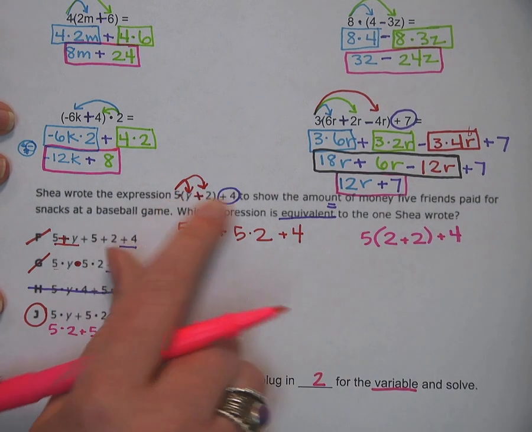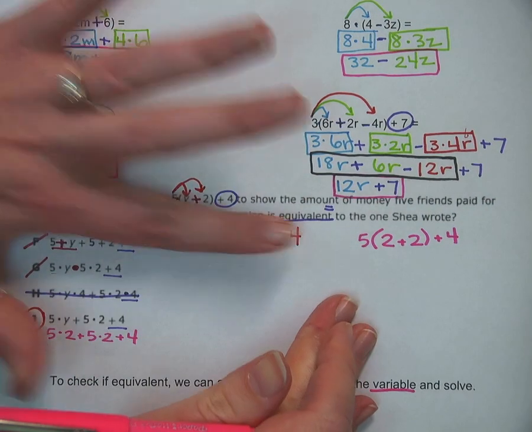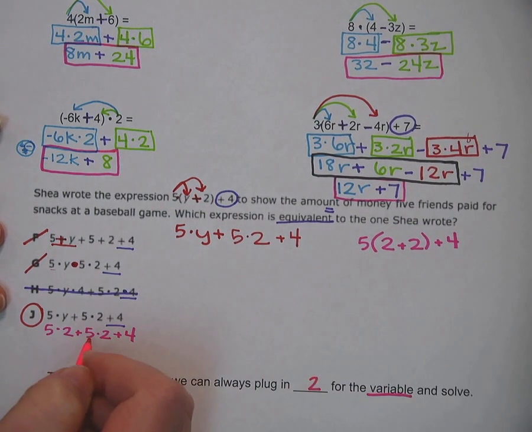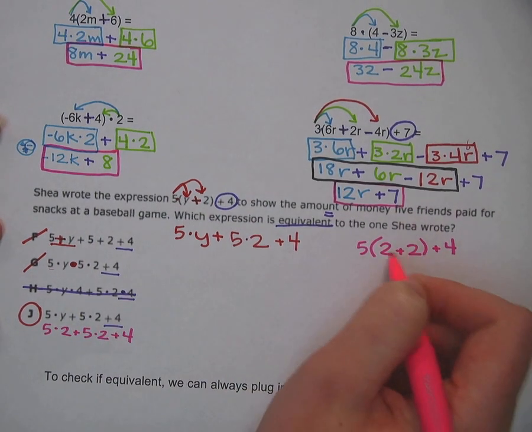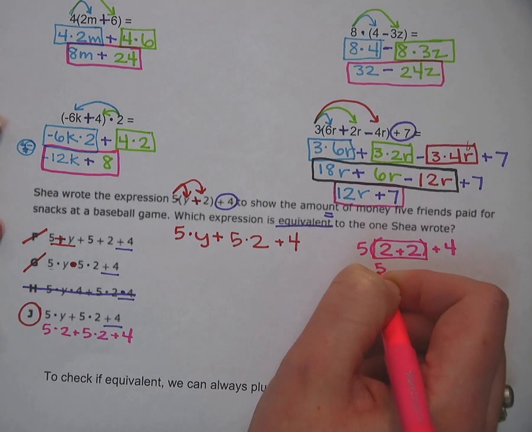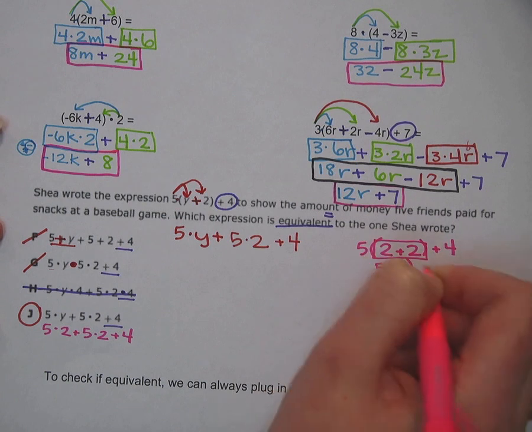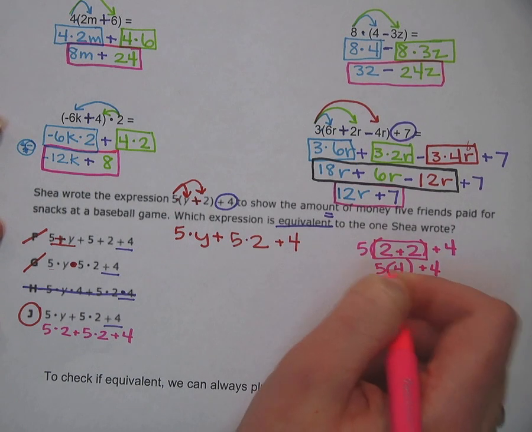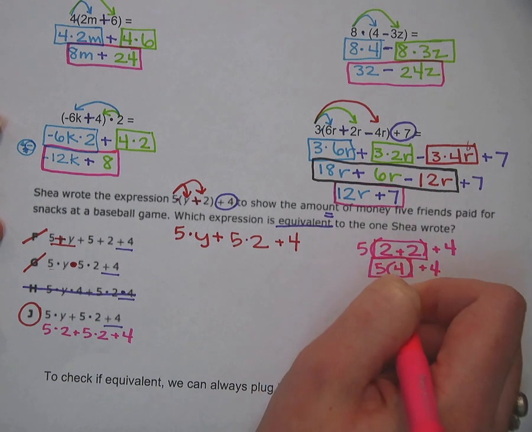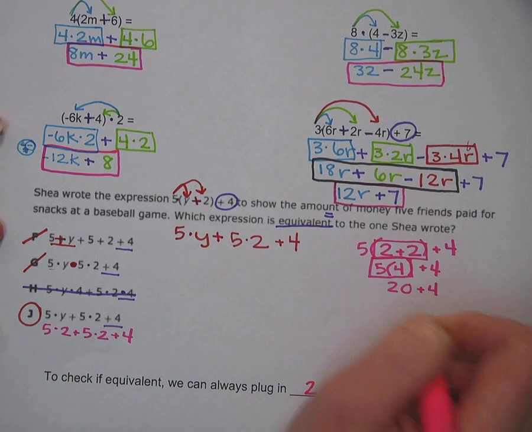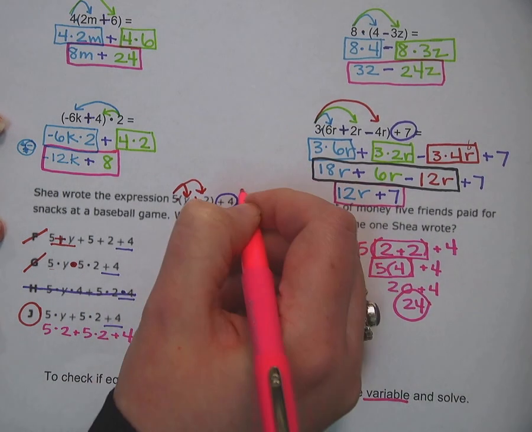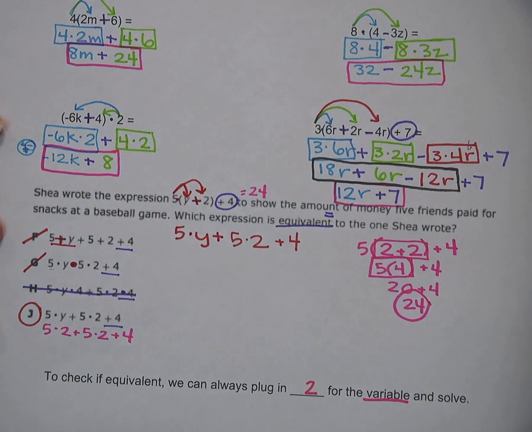I'm going off of this one because I didn't know how to distribute. So then I would solve this and solve this. For this one, I would need to do parentheses first. So 2 plus 2 would give me 4. So 5 times 4 plus 4. Then I would need to do my multiplication. So 5 times 4 is 20, plus 4 would be 24. So this one would equal 24.